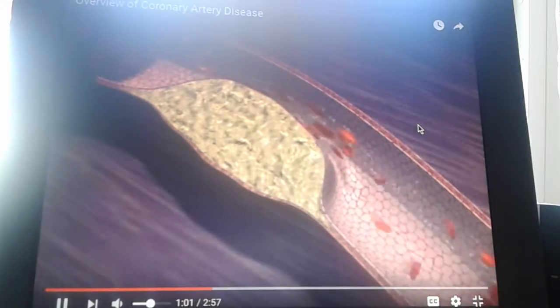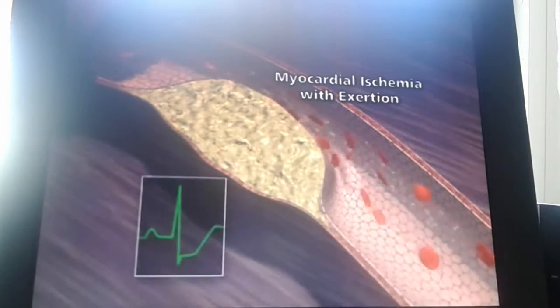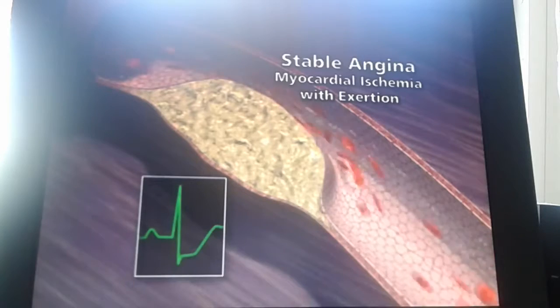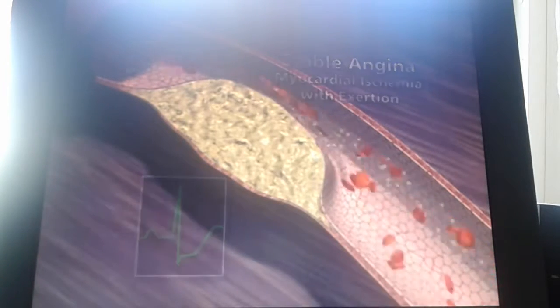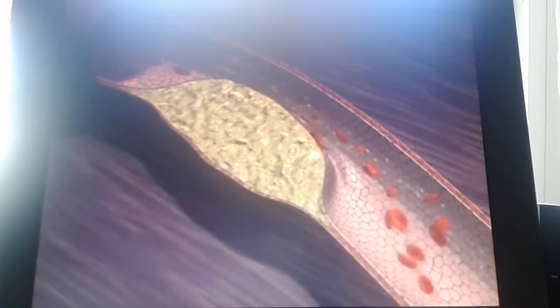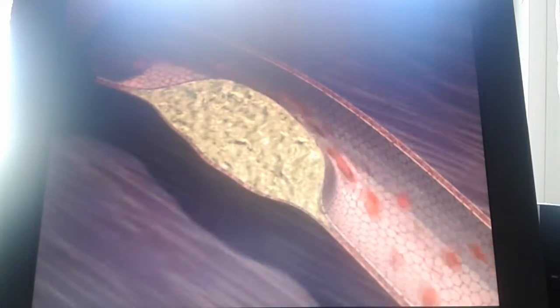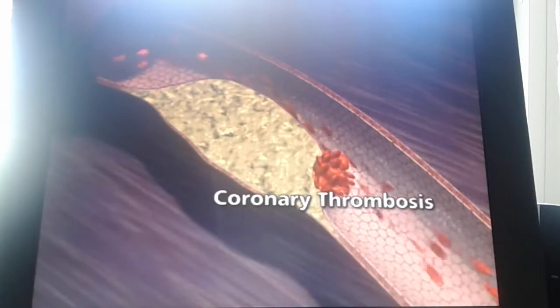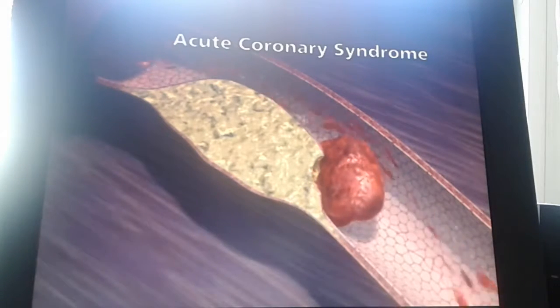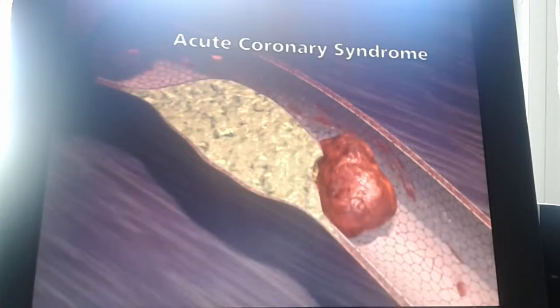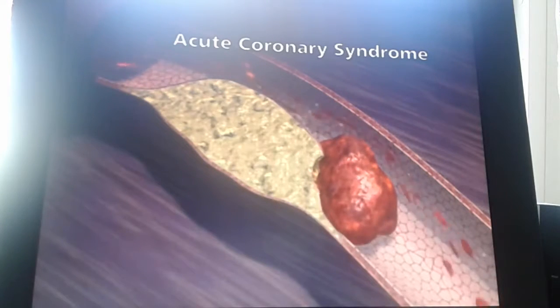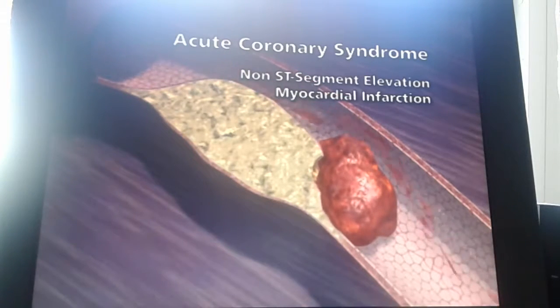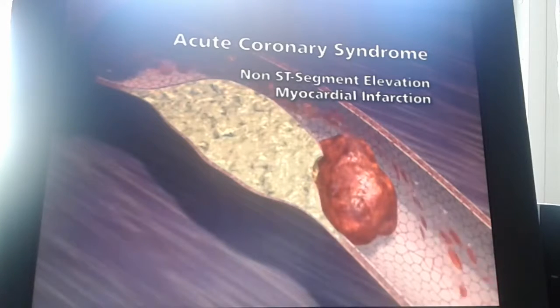The patient may have chest pain, but only with exertion. This syndrome is known as stable angina and is not a clinical emergency. Such a patient is still at risk for an acute life-threatening event because a plaque can suddenly rupture, causing clotting of the artery, known as coronary thrombosis. When a thrombotic occlusion is subtotal, an acute coronary syndrome develops, and there are two types. The first type is known as a non-ST segment elevation myocardial infarction, and the second type is known as unstable angina.